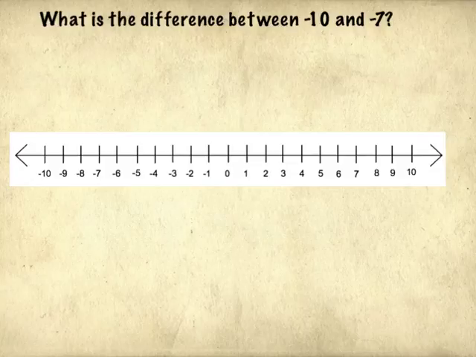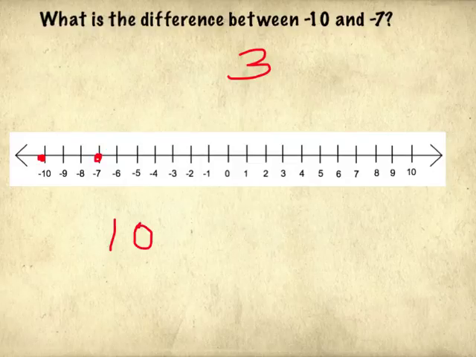Let's try another example. What is the difference between negative 10 and negative 7? So I'm going to mark negative 10 and negative 7, and then I can count the difference between them. 1, 2, 3. The difference is 3. Now the trick I showed you a minute ago about finding the distance to 0 won't work for this one because they're both on the same side. This one is more straight subtraction. You know that 10 minus 7 is 3.